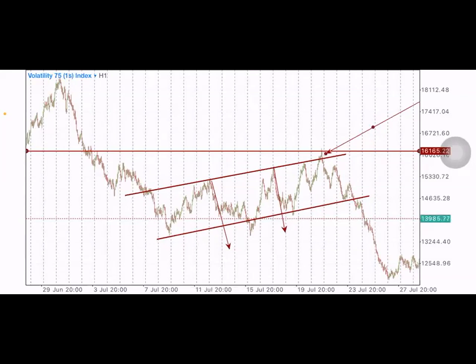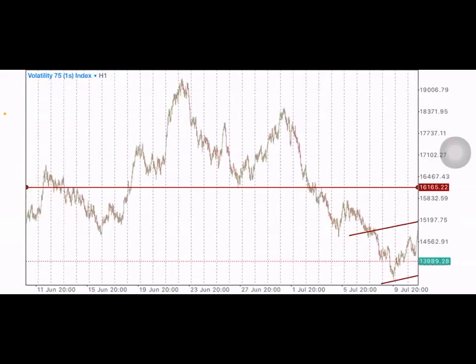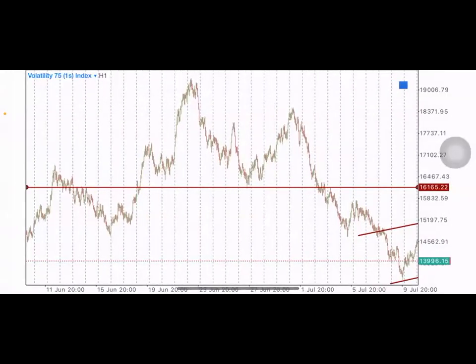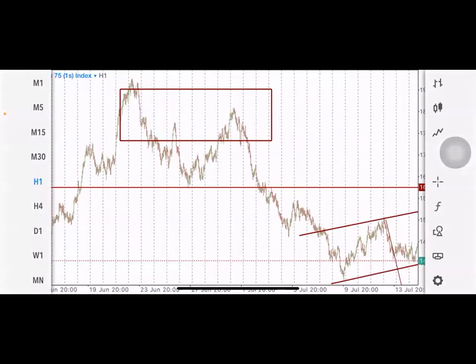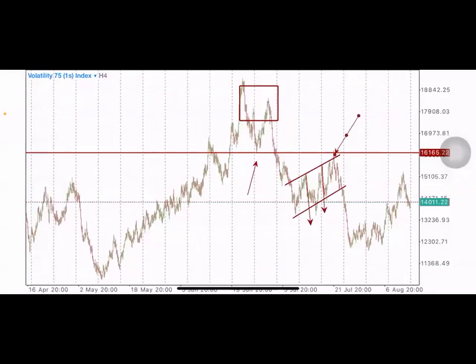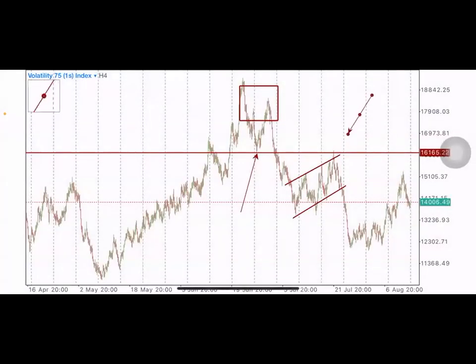Why did the market do this? Let me show you why. What did I tell you about the market? There is a confluence. This is a double top, and this is a neckline. This is exactly why the market did that. Let me delete these arrows so they don't confuse you.